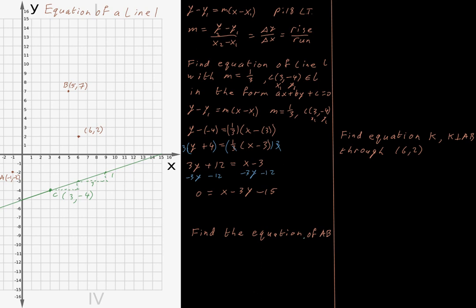Now, let's continue on with the equation of AB. So in this case, I have to go to my image here and I say, well, A is at (-1, -2) down here, and B is at (5, 7). Those are my 2 points, and I write down the equation of my line.